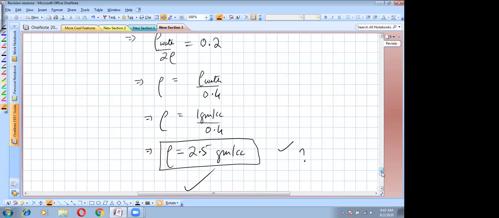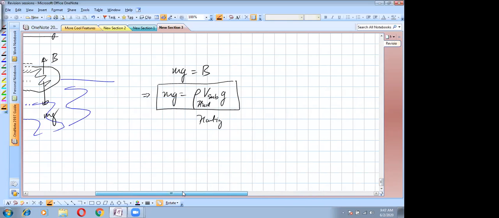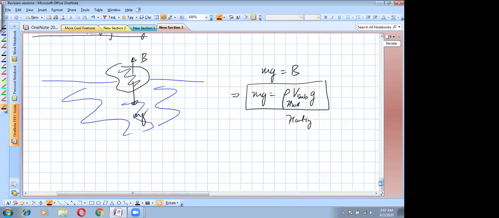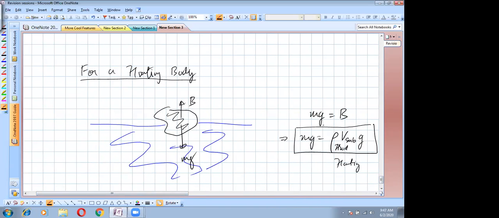Okay. Now moving on to the next part. Accidentally, I think I got muted. Sorry. So for a floating object, the balance of forces occurs in this way. There are only two forces, weight and buoyant force. So weight balances the buoyant force. Okay. So buoyant force is equal to, so any floating object will have only part of its volume submerged. So density of fluid into the volume of the submerged part into G.